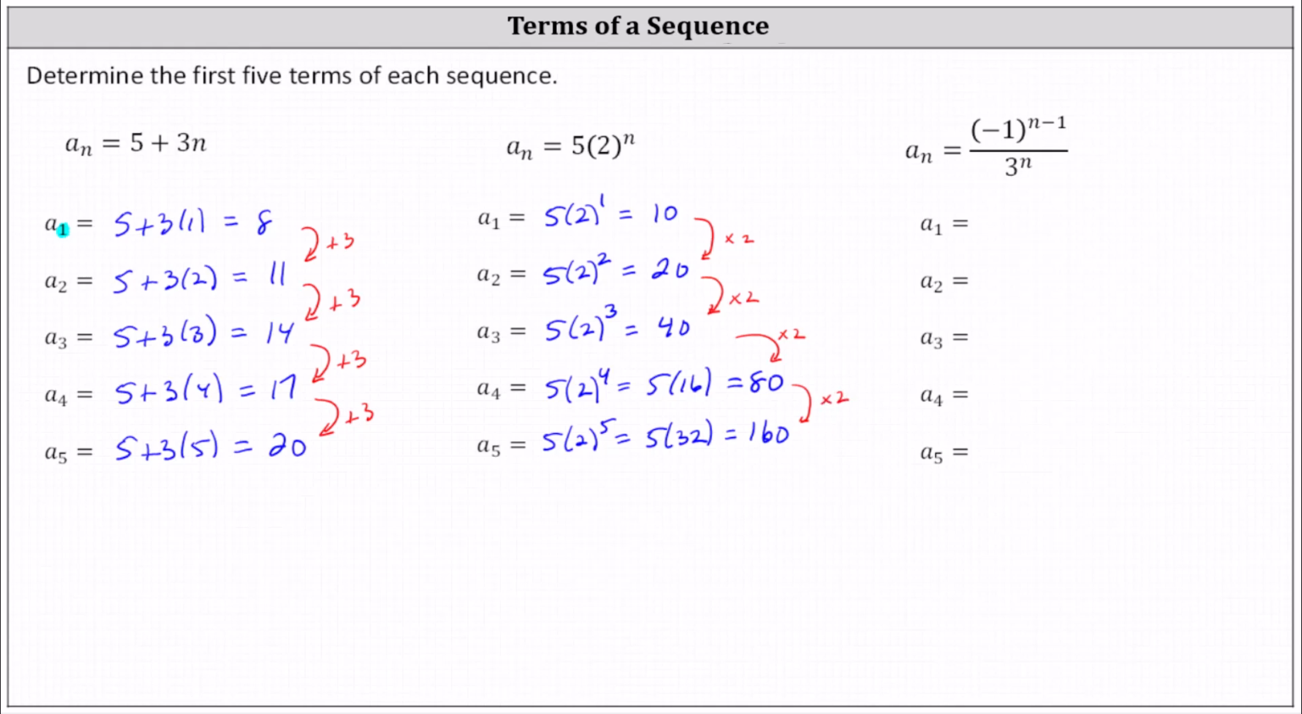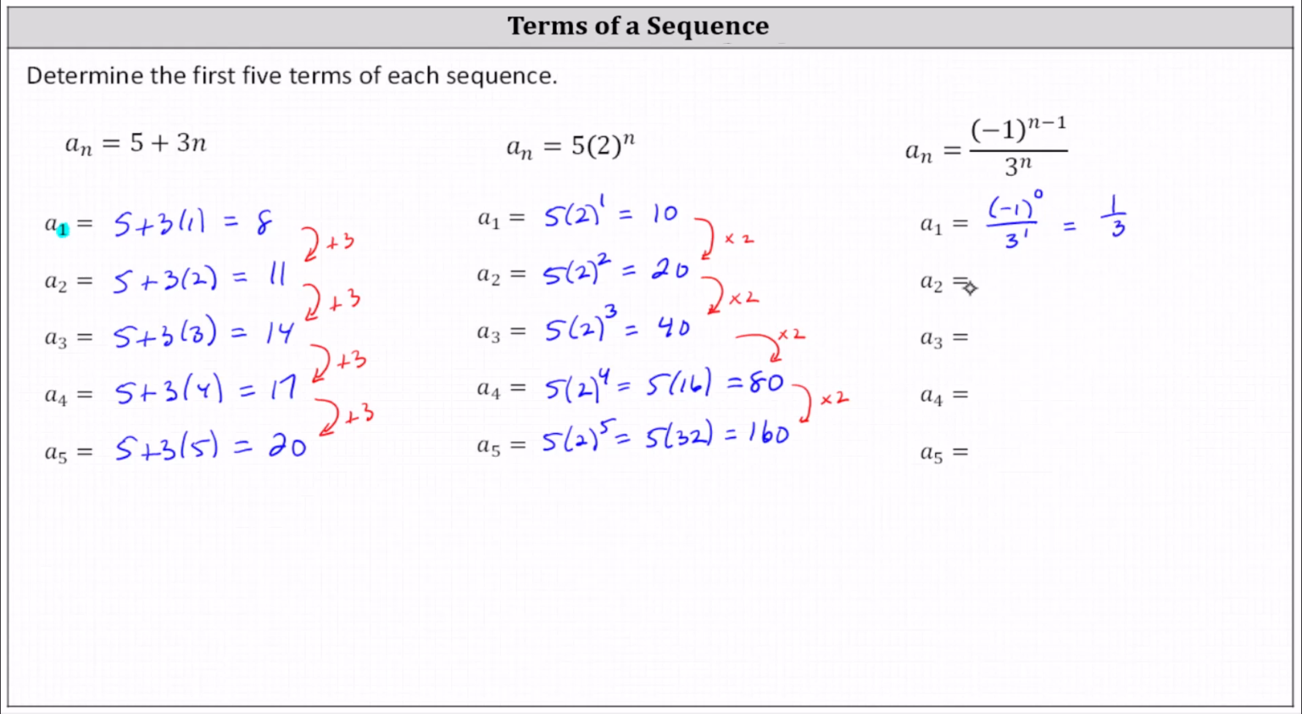And finally, we have a sub n equals negative 1 to the power of n minus 1 divided by 3 to the power of n. To determine a sub 1, we substitute 1 for n. This gives us negative 1 to the power of 1 minus 1, or the power of 0, all divided by 3 to the first. Negative 1 to the 0 power is 1. 3 to the first is 3. A sub 1 is 1/3.